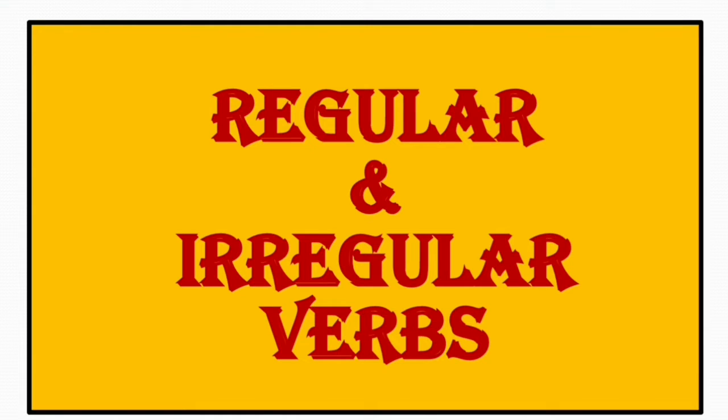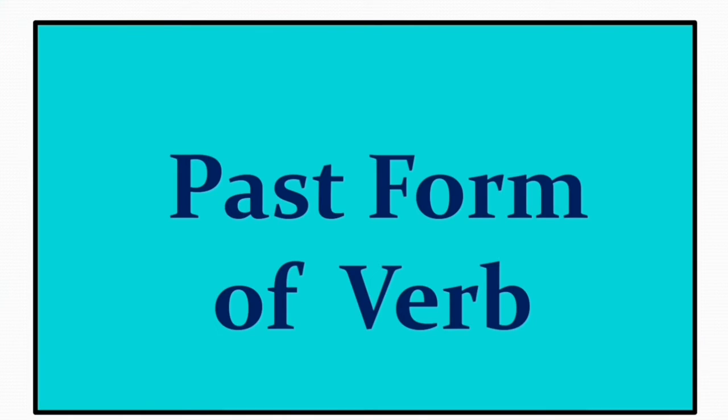And how to find out which one is the regular verb and which one is the irregular verb? To find that out, we need to know the past form of the verb. As I told you, at first we need the main verbs, then we have to make the past form of the verb. When we make the past form, we'll get to know which one is regular and which one is irregular, because these two types of verbs become past form in two ways.